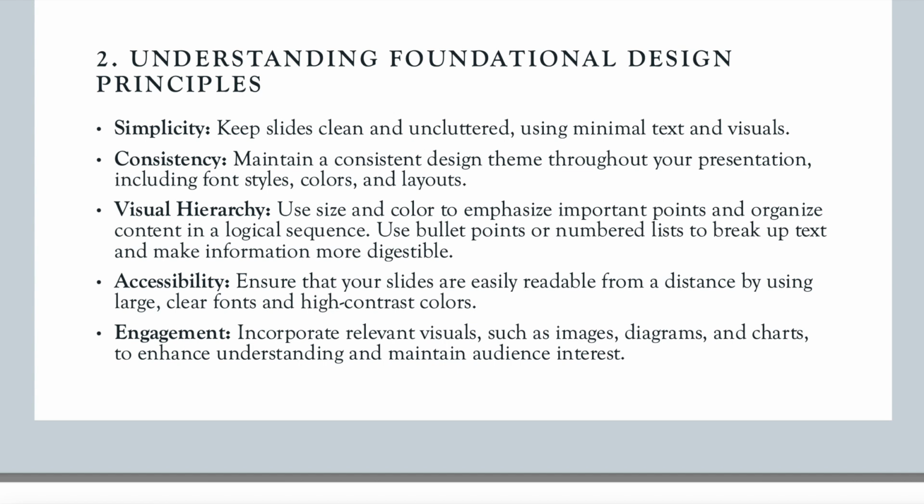Visual hierarchy is about organizing your content in a logical sequence. Use size and color to emphasize important points and guide the audience's attention to key information. Bullet points and numbered lists are great tools to break up text and make information more digestible.